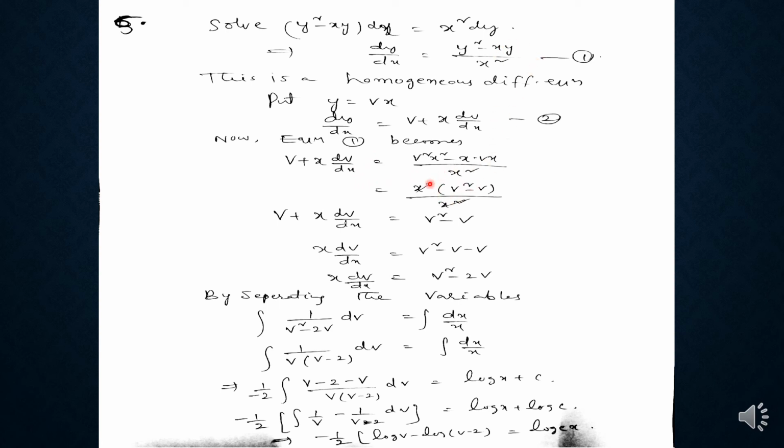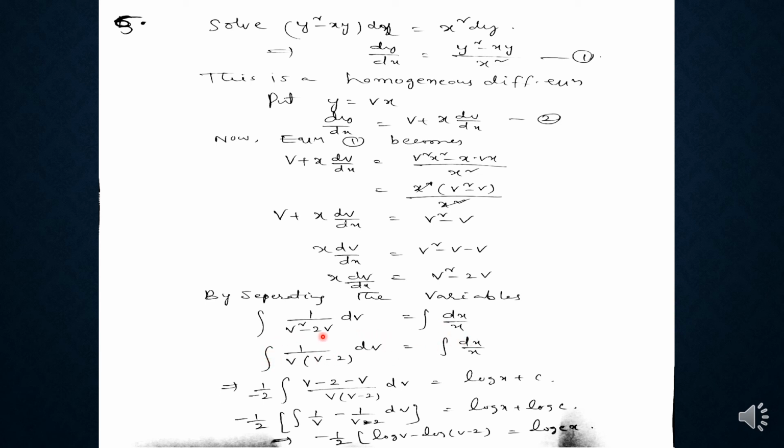By taking x² common here, x²(v² − v)/x². Here x² gets cancelled. So x dv/dx = v² − v − v, that is v² − 2v. Now by separating the variables, ∫ 1/(v² − 2v) dv = ∫ dx/x. So after separating the variables, we have to integrate on both sides.